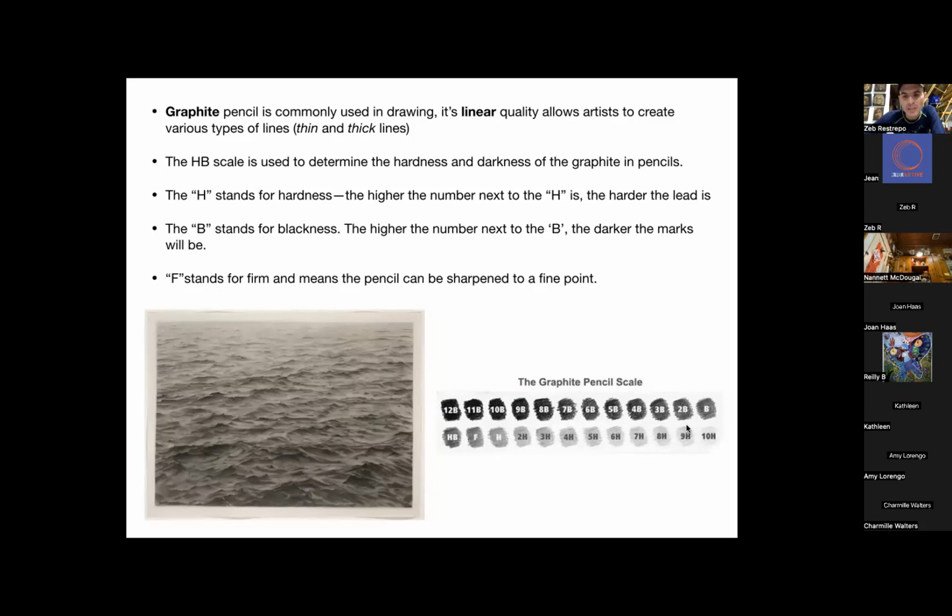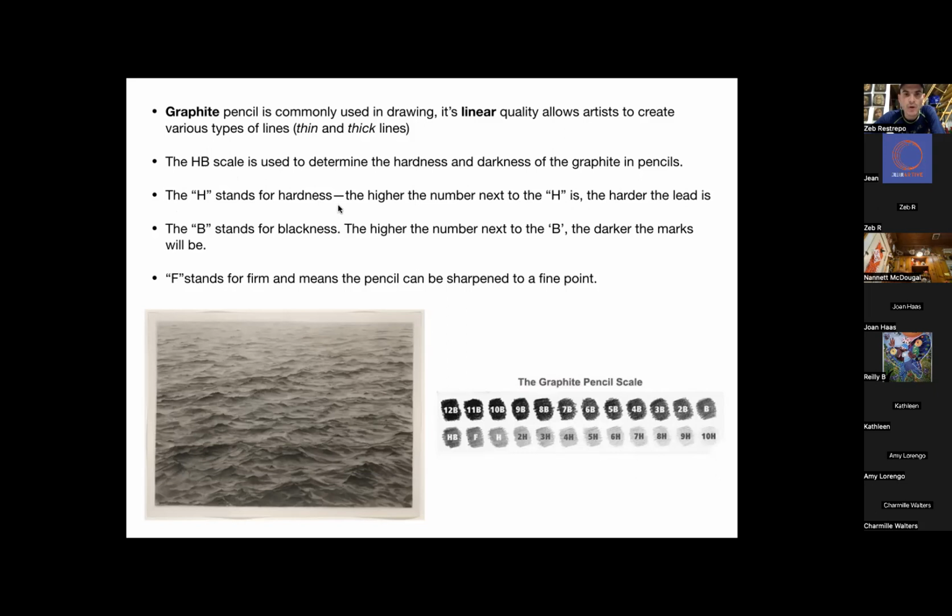Students, of course, tend to only use HB pencils, and I try to emphasize that there's more than just HB pencils. There's a 12B, which is your darkest value in graphite, and then 10H. And what the H and the B and HB mean, you can find right here. HB is used to determine the hardness and darkness of graphite pencils.